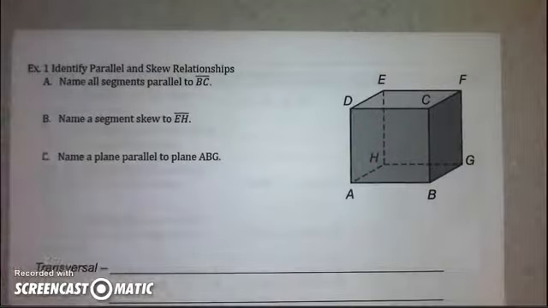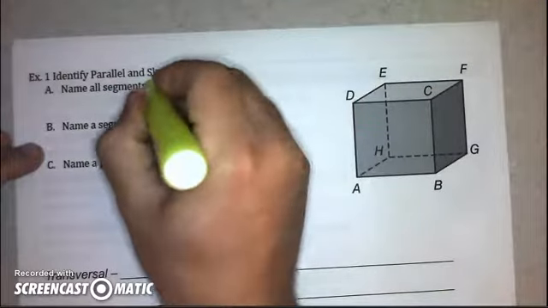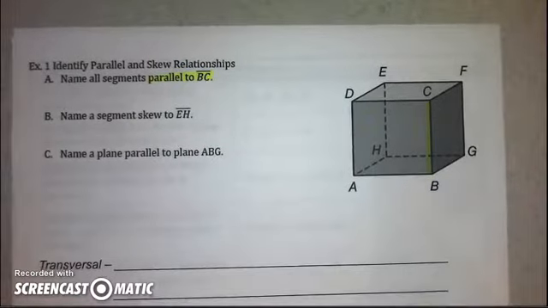So here's the first example I want us to take care of. We want to identify parallel and skew relationships. So part A, I want you guys to name all the segments that would be parallel to BC. So we're looking for all the segments that are parallel to BC. So I'll highlight that for you. Here's segment BC. We want to name all segments that would be parallel.